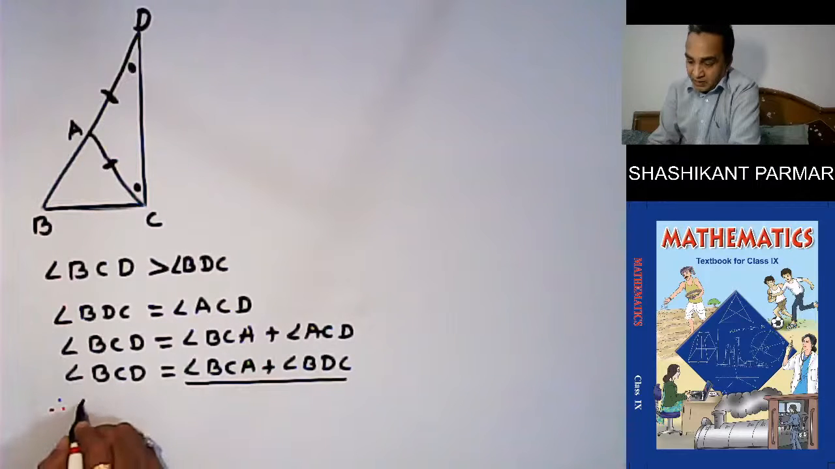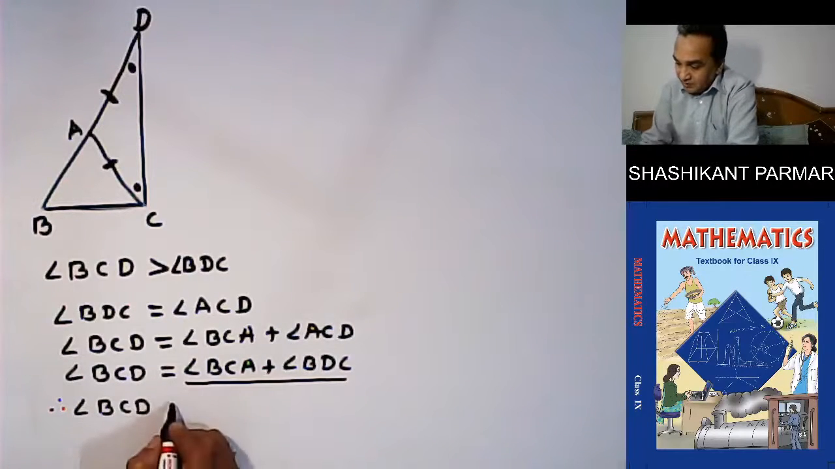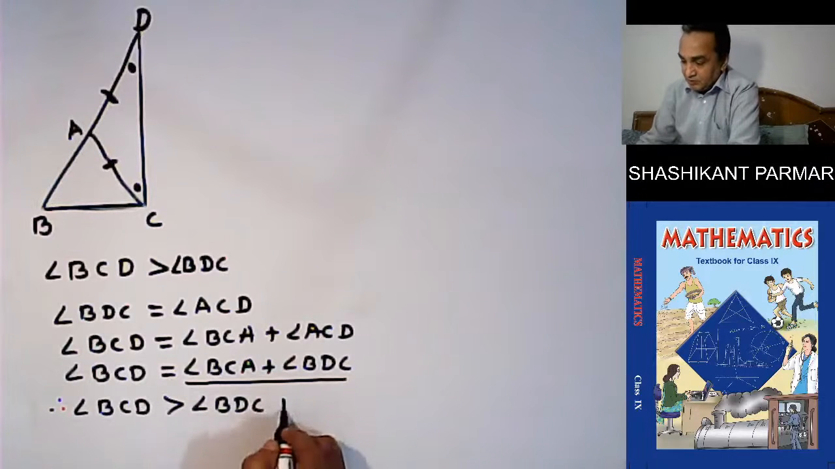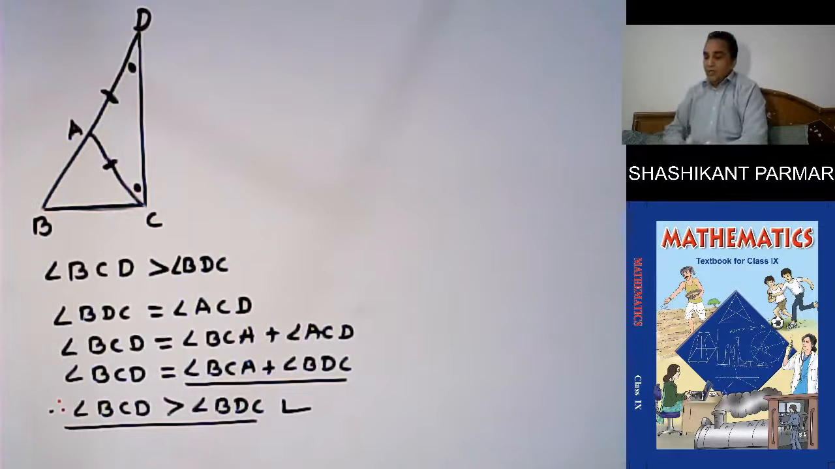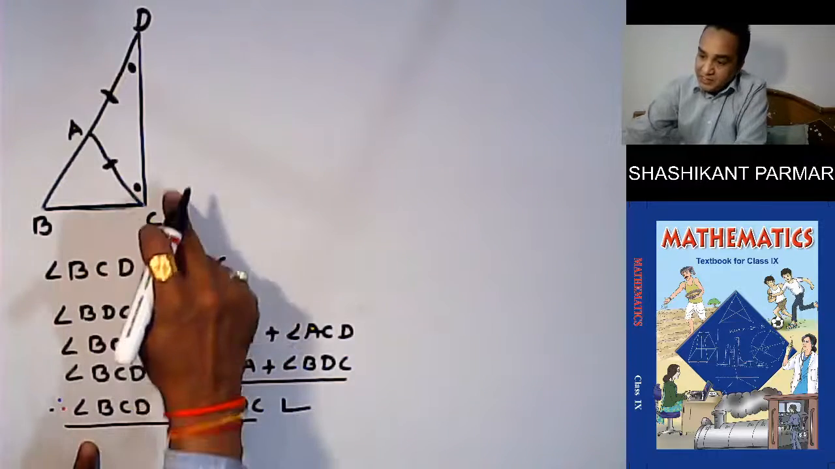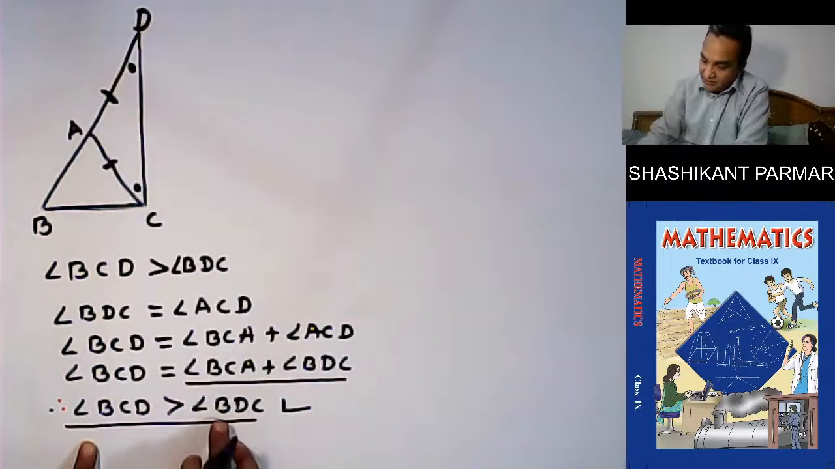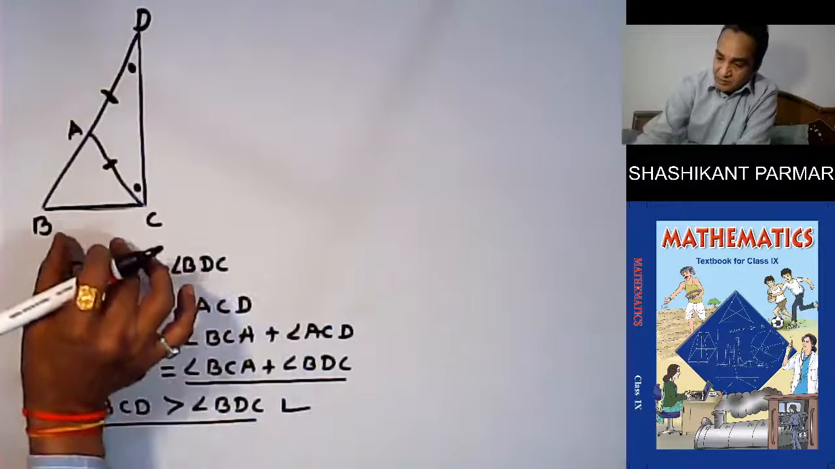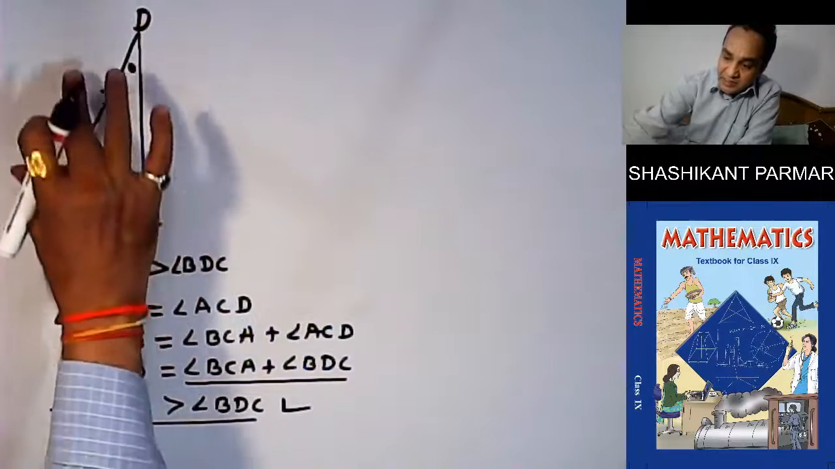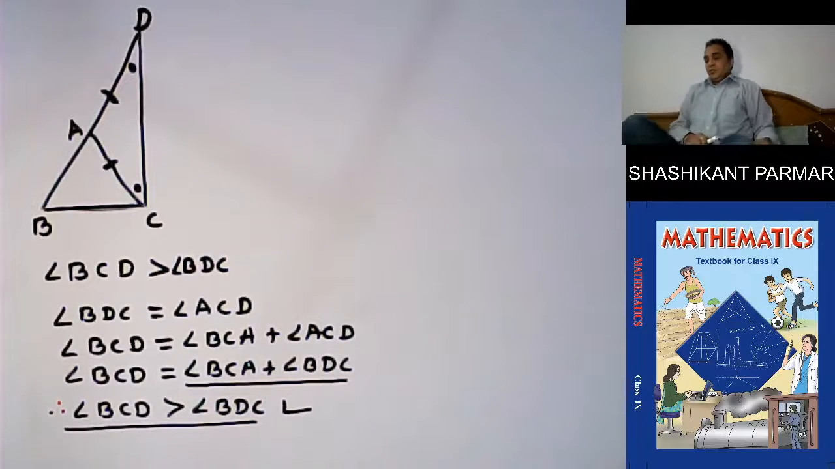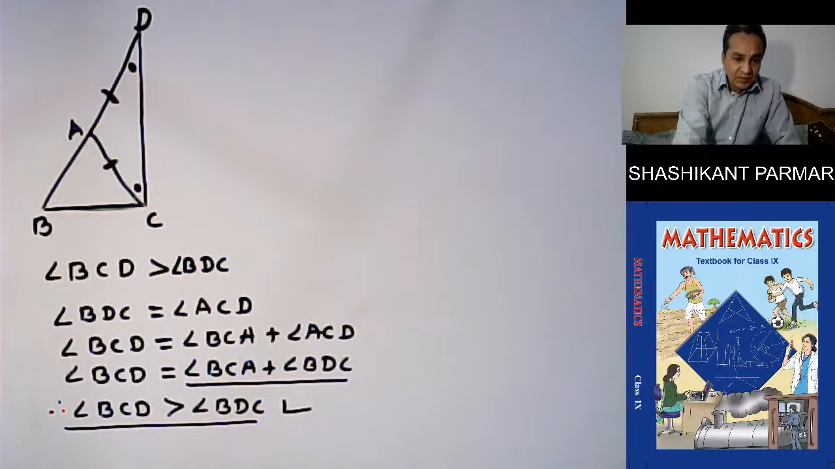See this, and that's why angle BCD is greater than angle BDC, that means this side is bigger than this side. So this proves this theorem.